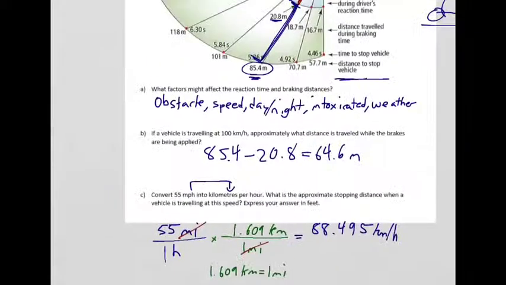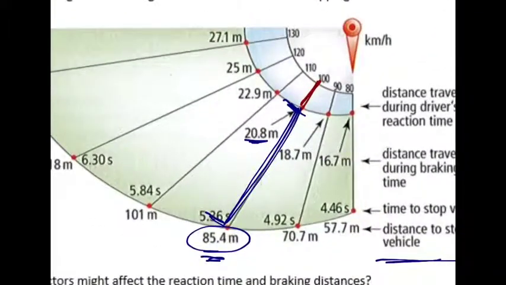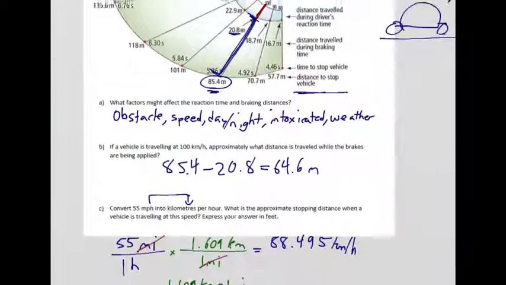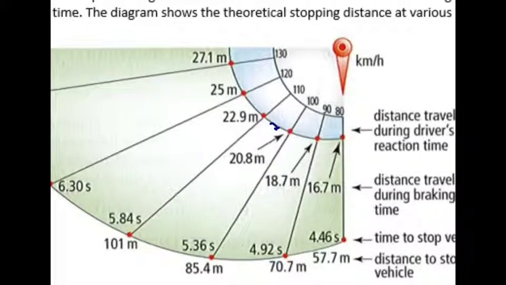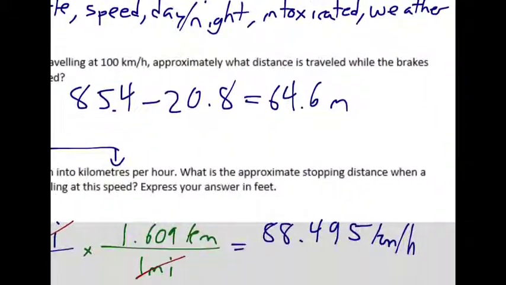So we want to know the stopping distance. Look at the chart up here. What's the closest speed that we have on this chart to 88.495 kilometers per hour? 90, right? So we'll just use 90 to approximate the braking distance. Is that what they want, braking distance?